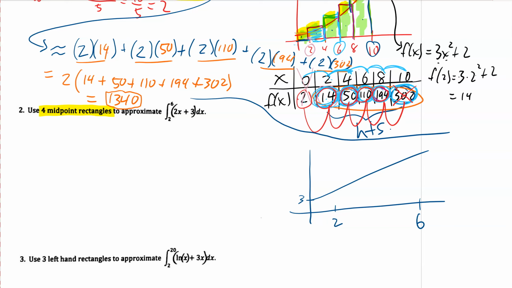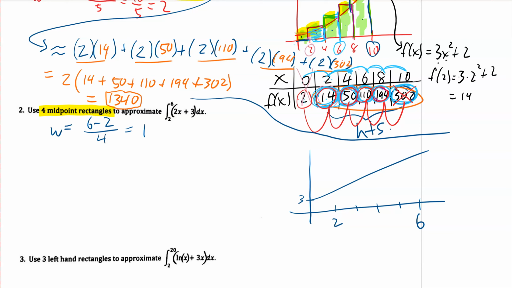Okay, so what we want to do is first off find out how wide these need to be. So the entire width of the interval is 6 minus 2, that would be 4. But you're going to have 4 rectangles in there. That's going to get 4 over 4, which means the width is 1. So I'm going to go over to 3 and 4 and 5 and 6.